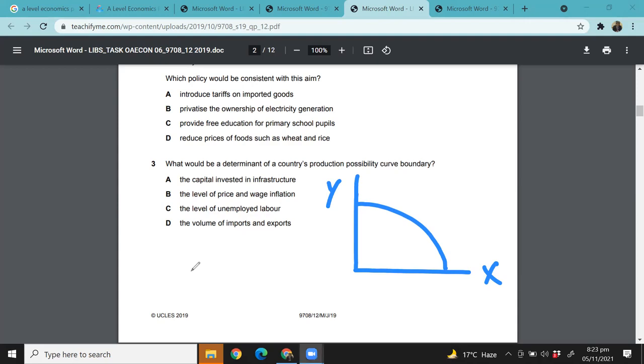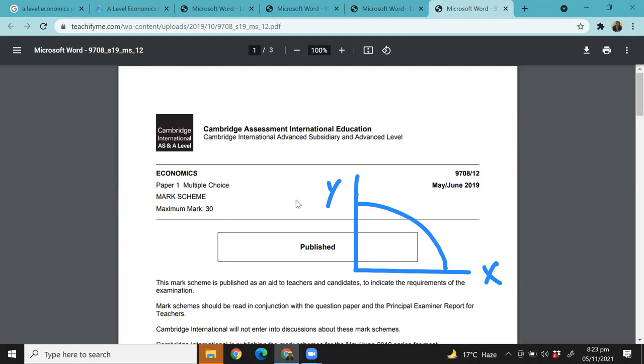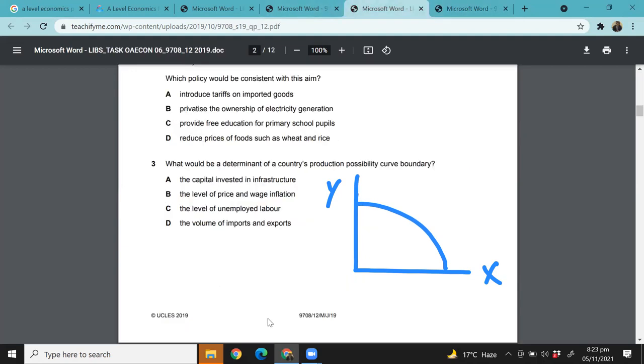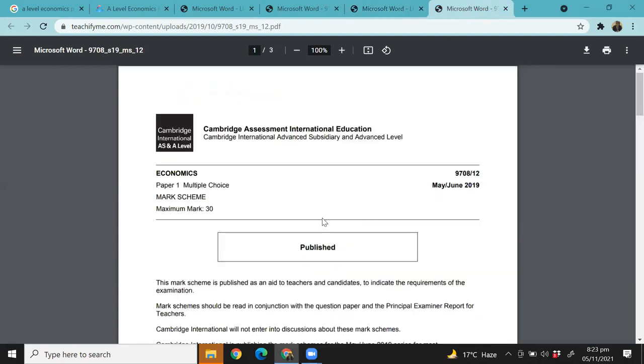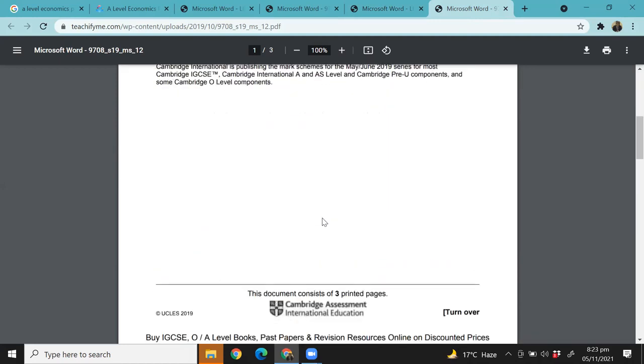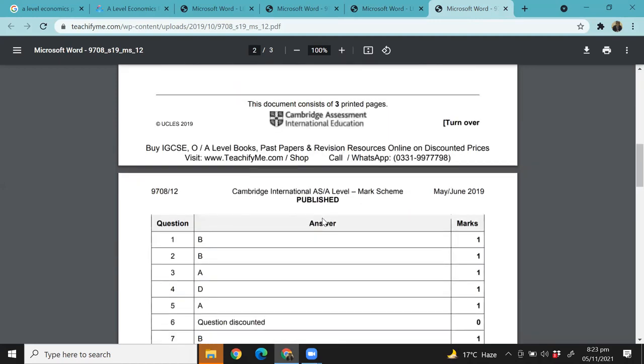Let's check the answer first, Abdul Rahim, but I think the answer should be A. Right, so just a second. So the answer should be A, and I'll explain why I think it's A.